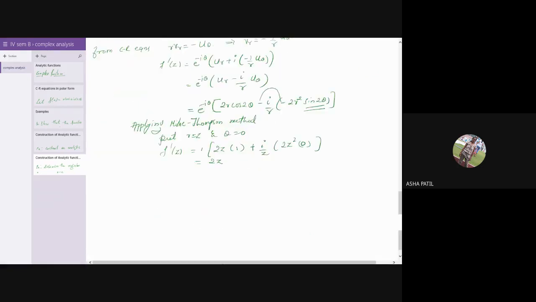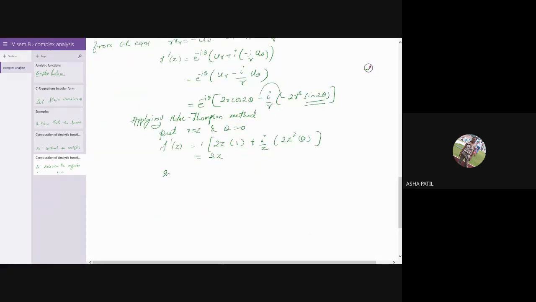Now integrate this to get f of z. Integrating, f of z is equal to integration of 2z with respect to z. 2 is constant, integration of z is z square by 2, plus a constant. What can I write the constant as? iC. Because we are given the real part, let us add iC. So f of z is z square plus i into C.